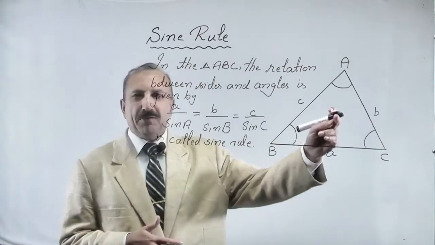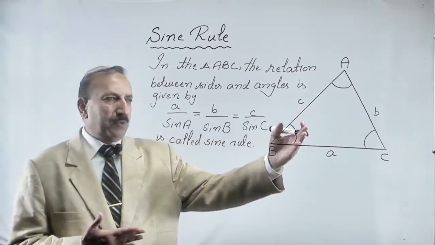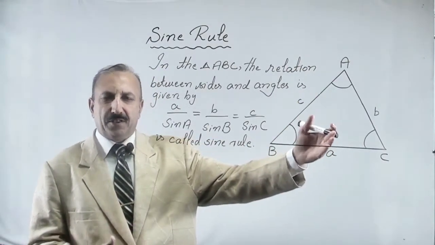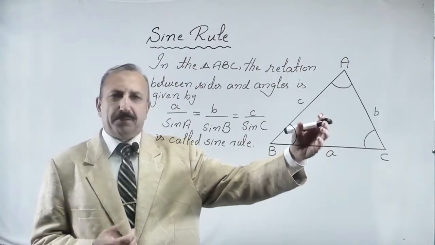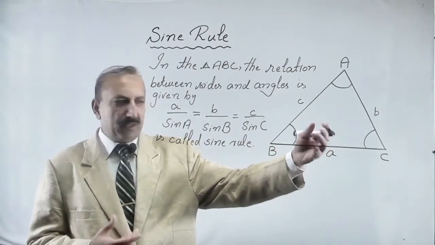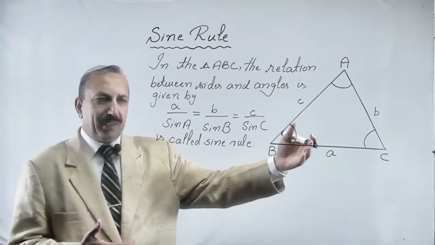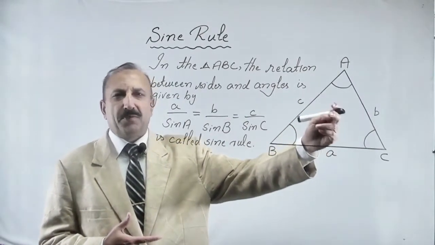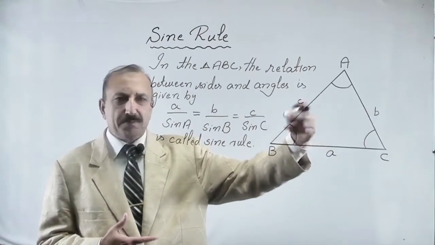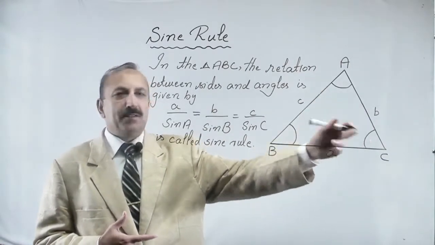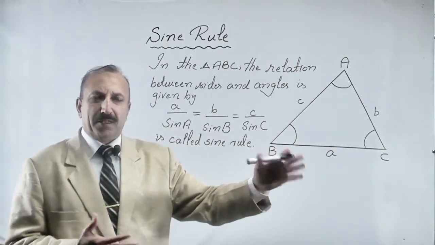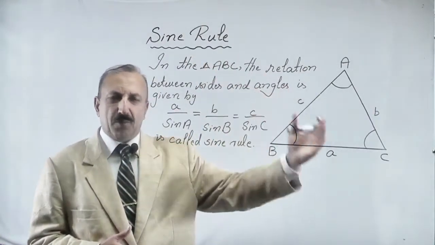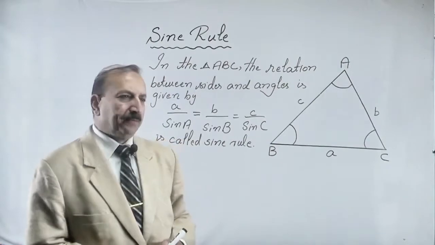But if we have a triangle where there is no right angle concept, no angle given as 90 degrees, and different angles have different values, in such triangles the relation between sides and the angles of triangles is given by two rules. One is sine rule and the coming up is a cosine rule.